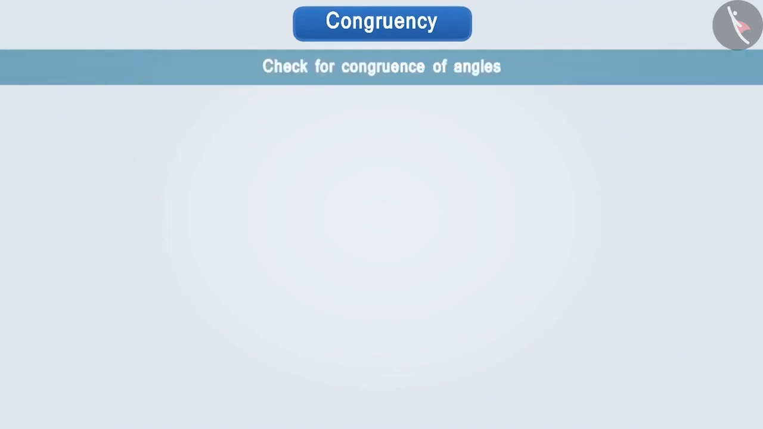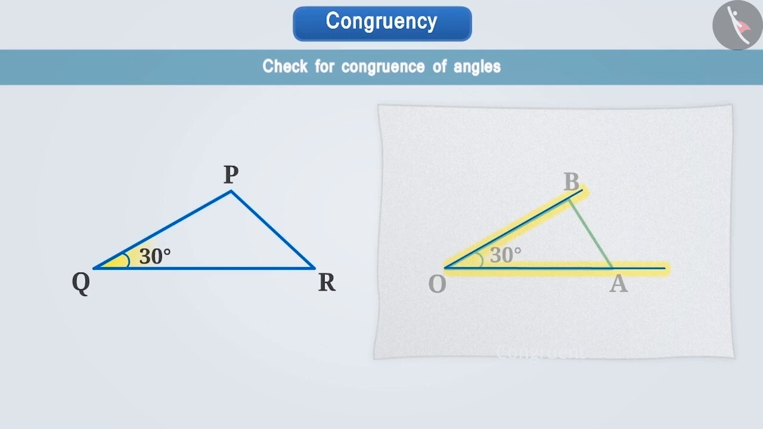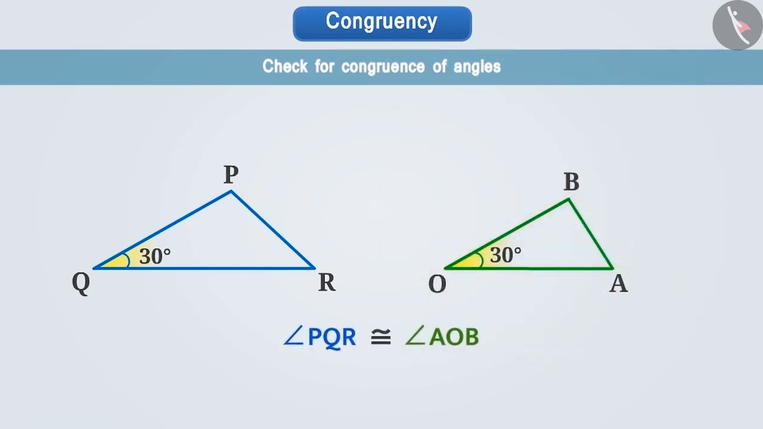Now let's talk about congruency of angles. Look at these two angles. Both measure 30 degrees. Are these congruent? Let's find out. We will create angle PQR on trace paper and place it on angle AOB. On adjusting, we see that vertex Q is covering vertex O, arm QP covers arm OB, and the arm QR completely covers the arm OA. This shows that both the angles are congruent. That is, angle PQR is congruent to angle AOB.